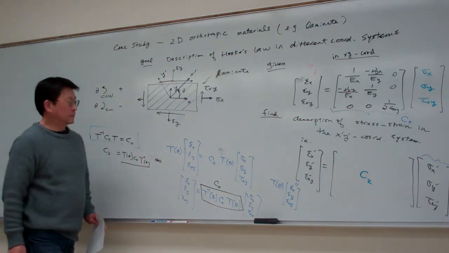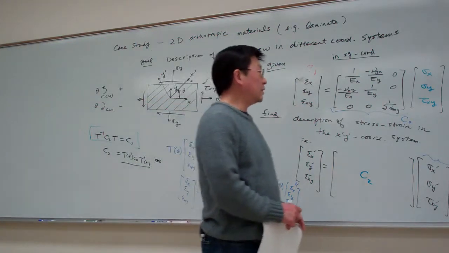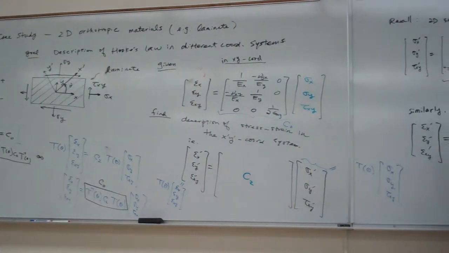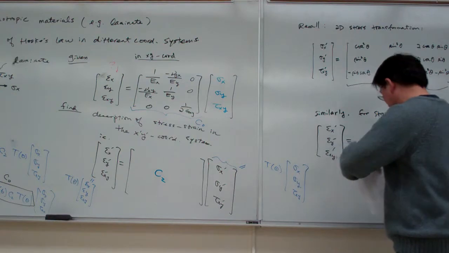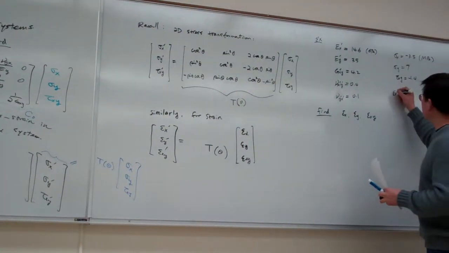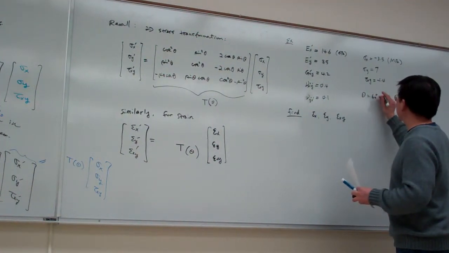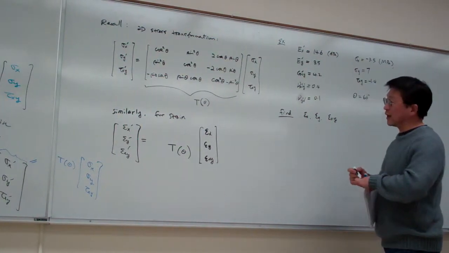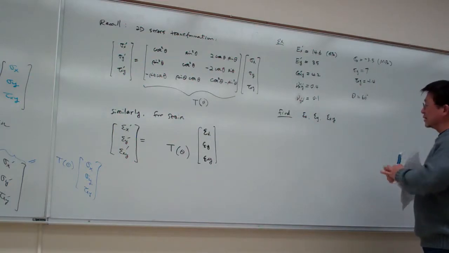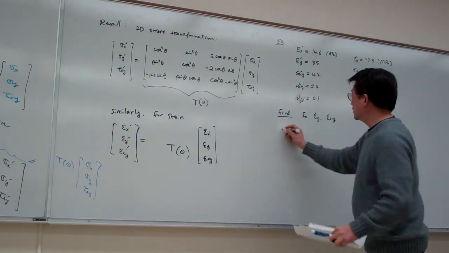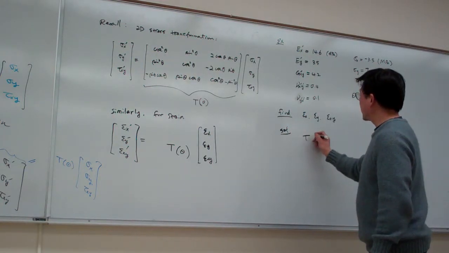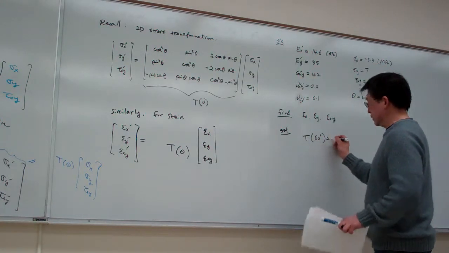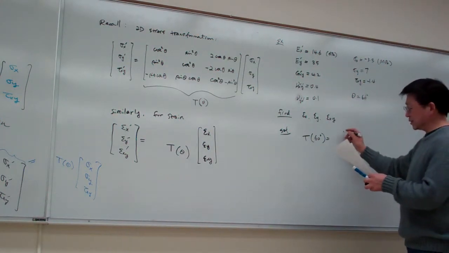And what is T? For this case, I forgot one piece of information. I forgot to give you theta equal to 60 degrees. Sorry. Okay, we need this information to calculate T. So for this case, we know the T matrix at 60 degrees, and that one we can determine quickly.